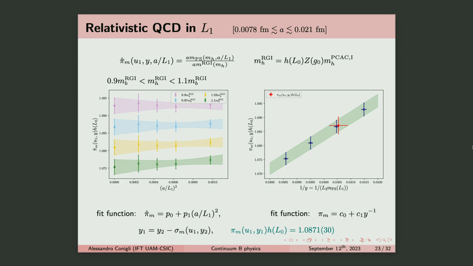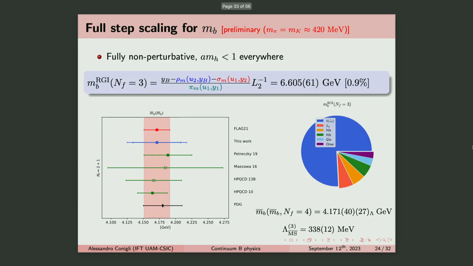If we now move to the plot on the right, I'm showing you the interpolation to the target B scale of the continuum step scaling function that we extracted from this fourth point, where again, this target point y1 has been determined by the physical input minus the two other step scaling functions. We now have all the pieces, we can just combine them together, and we can extract our value for the RGI b quark mass. And this is our final result with a 0.9% accuracy.